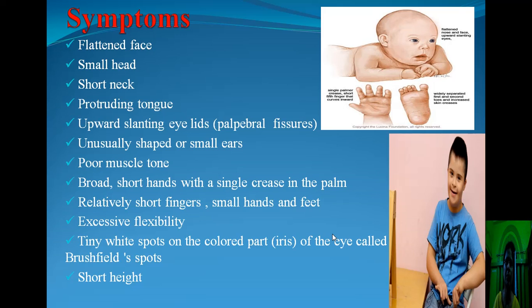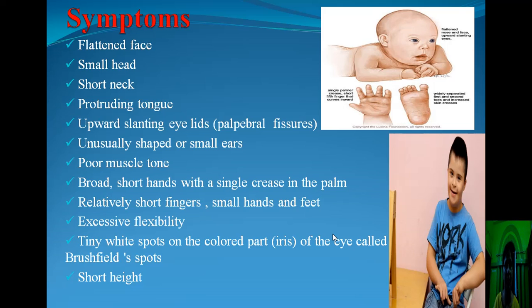Next, we come to the symptoms of Down syndrome. These are the following symptoms which are found in Down syndrome. First, the flattened face, next small head, next short neck, then protruding tongue, upward slanting eyelids, that is called palpebral fissures, unusually shaped or small sized ears, poor muscle tone, broad short hands with a single crease in the palm, relatively short fingers. They have small hands and feet.